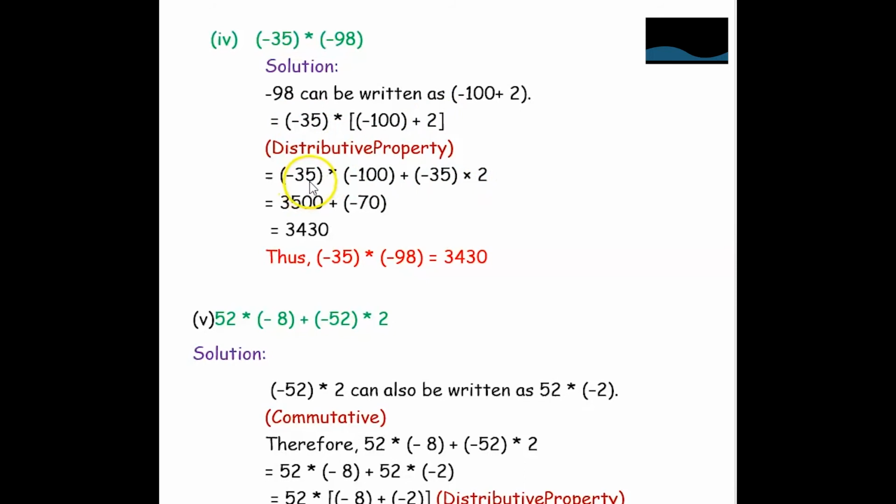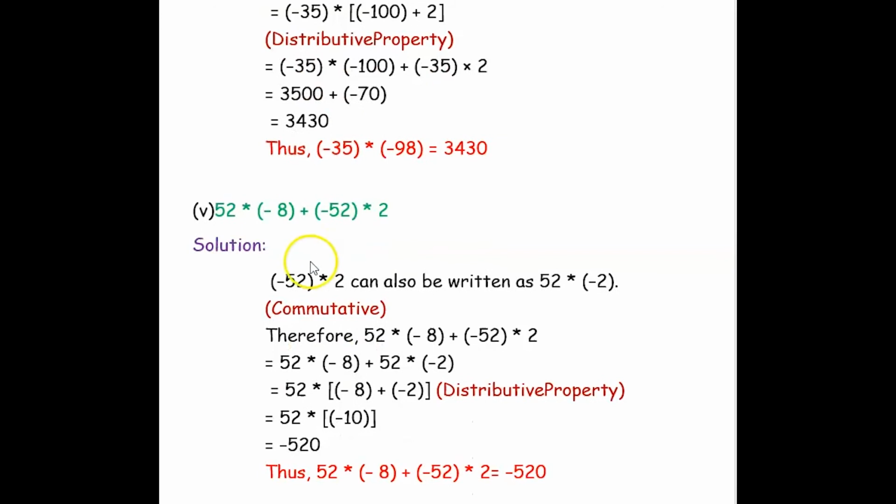So negative 35 into negative 100 will be positive 3500, plus negative 35 into 2 is negative 70. So now in 3500, this plus and minus will become minus 70. So our answer will be 3430.